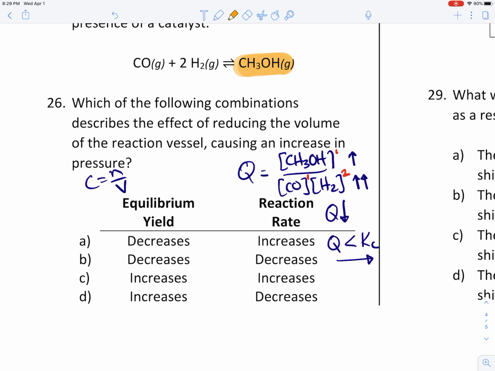But what about the reaction's rate? In our kinetics unit, we remember increasing concentrations would cause the rate to increase also. So because we decreased the volume of the vessel, concentrations went up. That means the rate will also go up. So choice C, where the yield increased because of Le Chatelier and the rate increased because of rate's dependence on concentration.